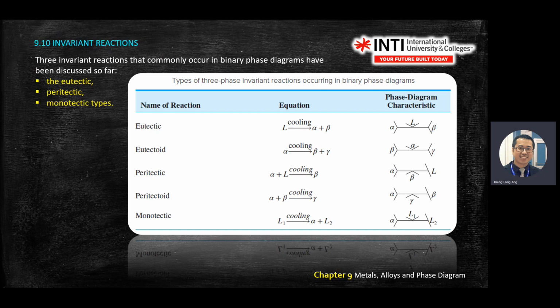Eutectoid, if you look at this one, you get beta plus gamma. Peritectic is what we discussed. Peritectic is alpha plus beta, you get gamma. Monotectic is like this one. So when we look at other materials later, we will introduce you to peritectoid and eutectoid. So far we cover three: eutectic, peritectic, monotectic.